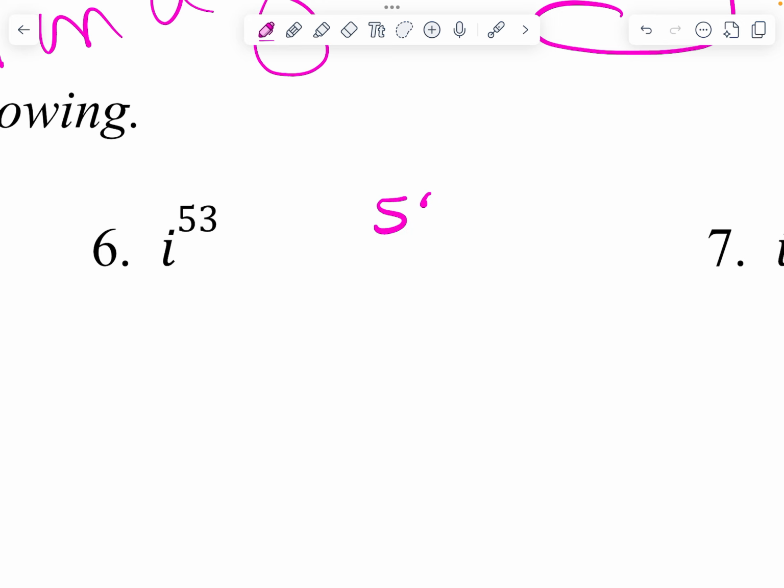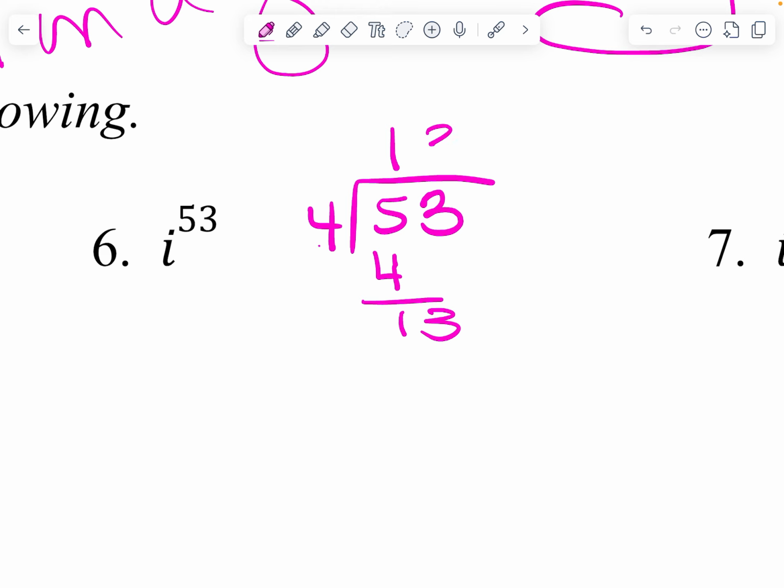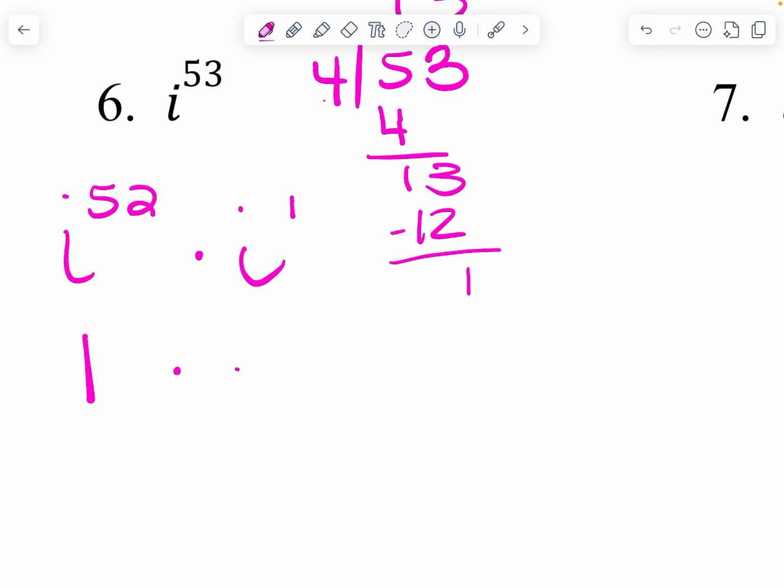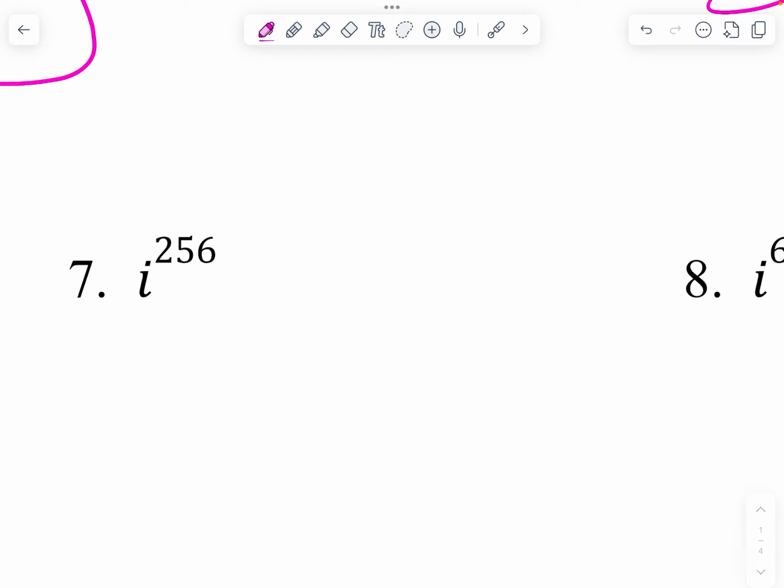Okay, 54 or 53. 4 goes in, 1 goes in, sorry, that's 4. That would go in 4 times 3. 12. So there's 1. So 52, with 1 left over. So this is 1, and this is i, so my answer is i. Okay, 256 is divisible by 4, so my answer is 1.